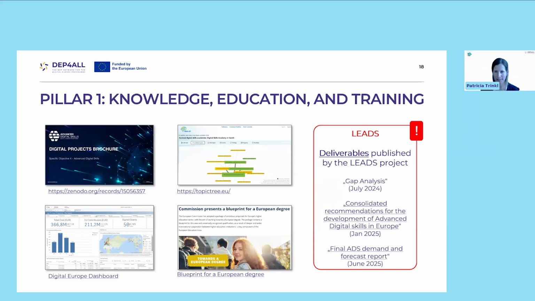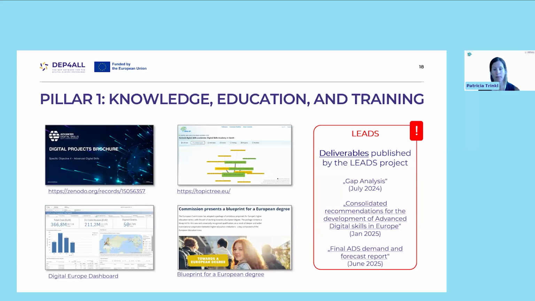So it's leading the advanced digital skills. This is a DEP-funded project which has been exploring and defining the challenges and opportunities for the development of advanced digital skills within the European context. So there is a lot of useful information you need as a basis, and I would really highly recommend referring to it within your proposal, to show that you know what's out there and you can build on these results. For example, there is this consolidated recommendation for the development of advanced digital skills in Europe, and the final ADS, so Advanced Digital Skills Demand and Forecast Report, which was only published this month, this June, so this one is quite new.